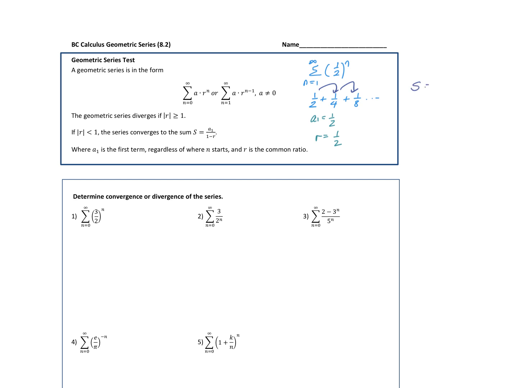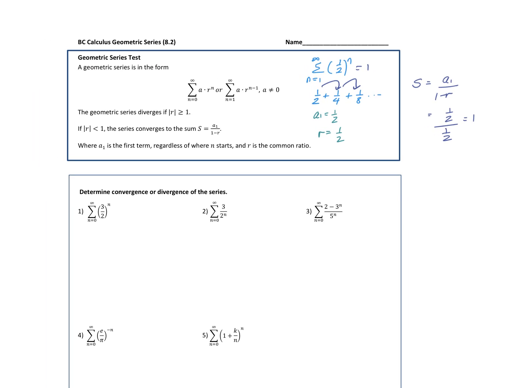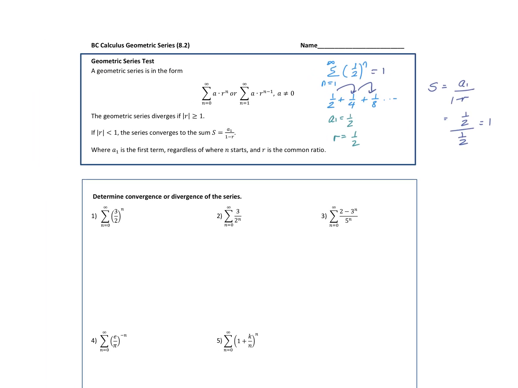So S equals the first term over 1 minus r. In this case, the first term is 1/2. 1 minus 1/2 is 1/2. So we get 1. So the series converges to 1. Now you cannot find the sum if the series does not converge. So for a geometric series, in order for it to converge, r is less than 1 but greater than -1. So as long as r falls between -1 and 1, it converges, we can find the sum.